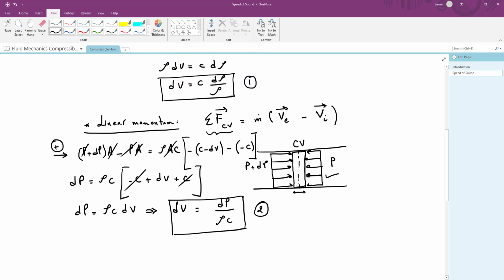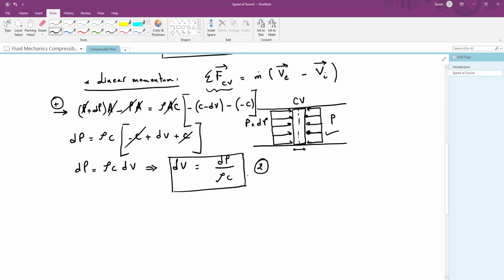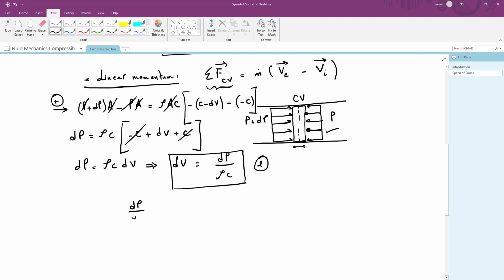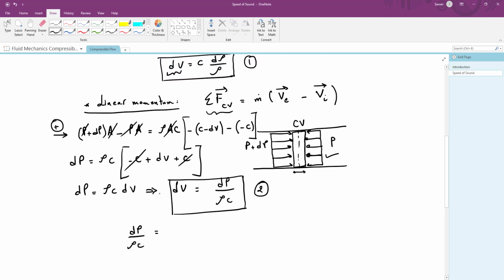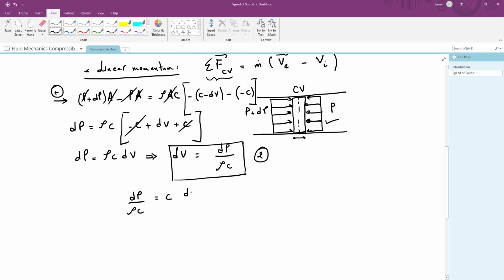Now what we want to do, we will put the second equation into the first equation. So we will replace this dV here by dP over rho C. So we'll have dP over rho C is equal to C d rho over rho. We simplify rho from both sides, and we will have C square is equal to dP over d rho. And as a result, the speed of sound C is the square root of dP over d rho.